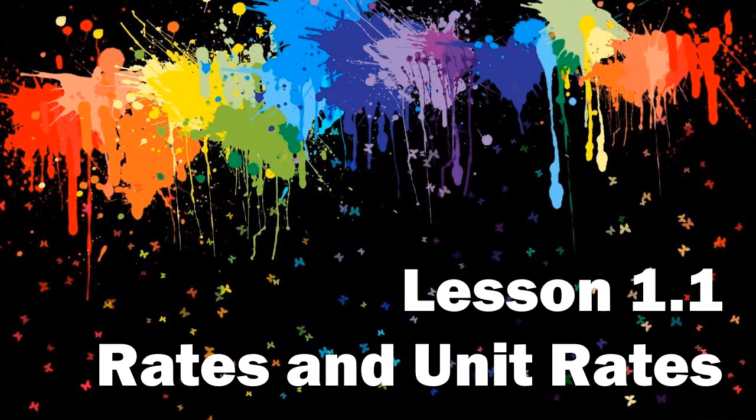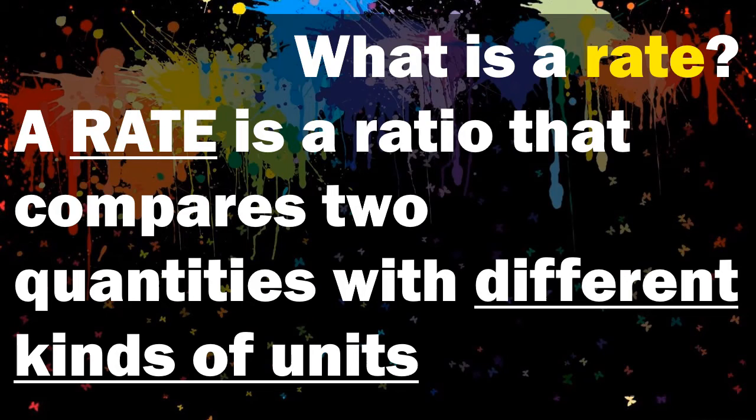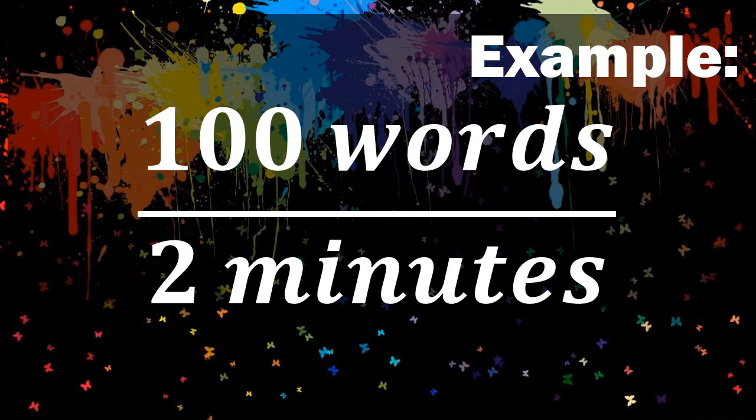So in this part of learning about ratios, we're going to talk about something called rates and unit rates. So what is a rate? A rate is a ratio that compares two quantities with different kinds of units. So here's an example. Say a student can read 100 words in 2 minutes. With a rate, it tells us that there are two different quantities that we're comparing. The quantities are the amount of words and the amount of minutes that it takes.